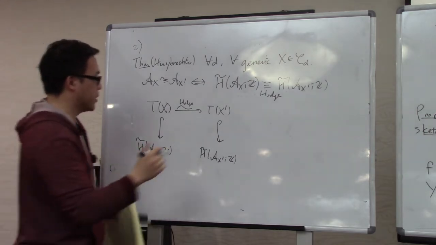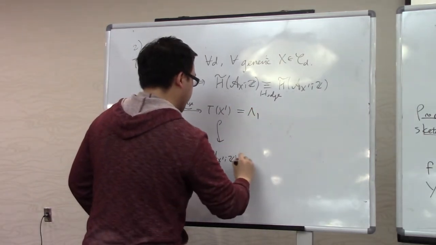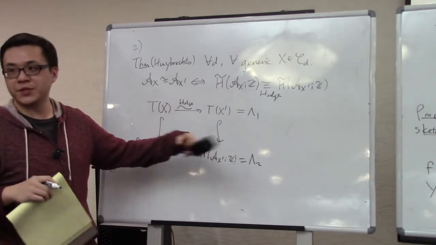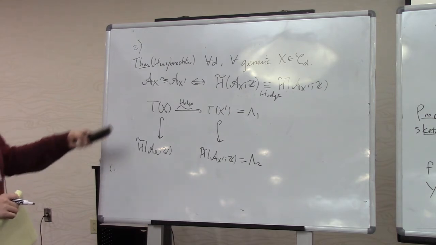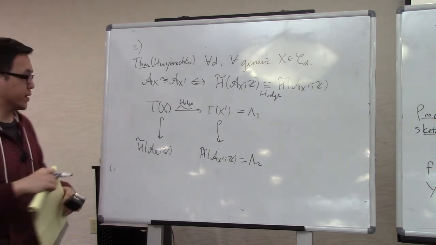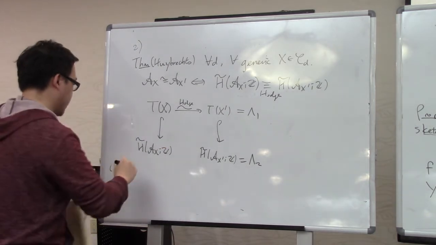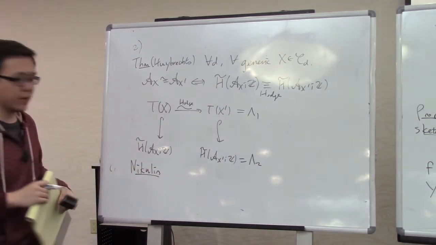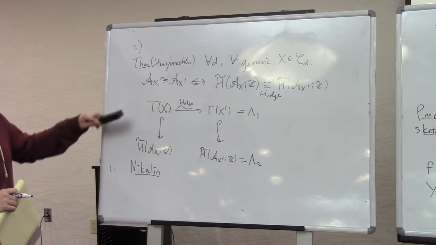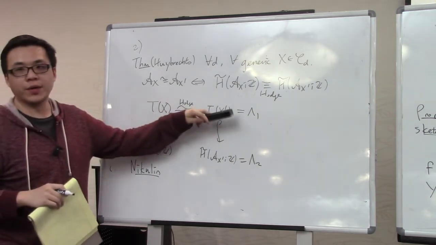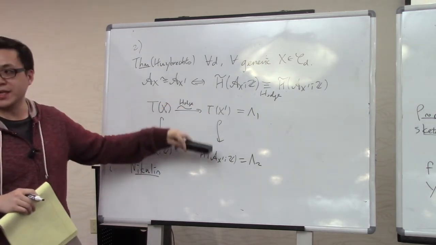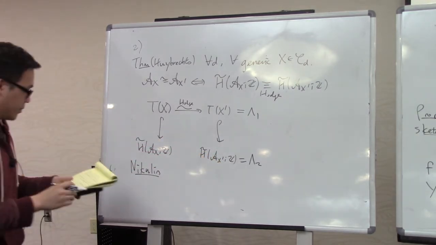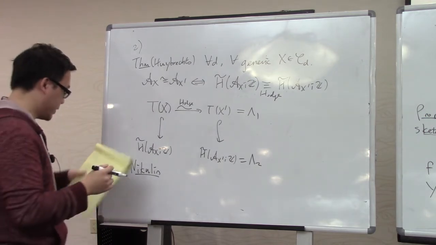And so let's call this lambda 1 and lambda 2. We think of lambda 1 and lambda 2 as abstract lattices. And there's a result by Nikulin that proves that under certain cases, the embedding from lambda 1 to lambda 2 is unique up to automorphism of lambda 2. So his result can be applied in this case.